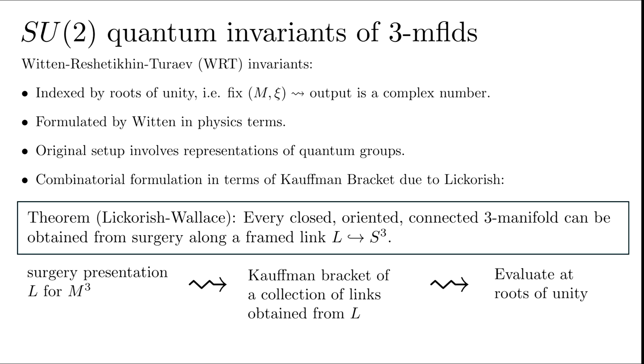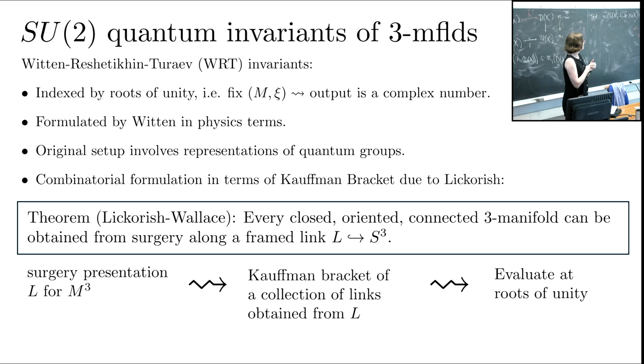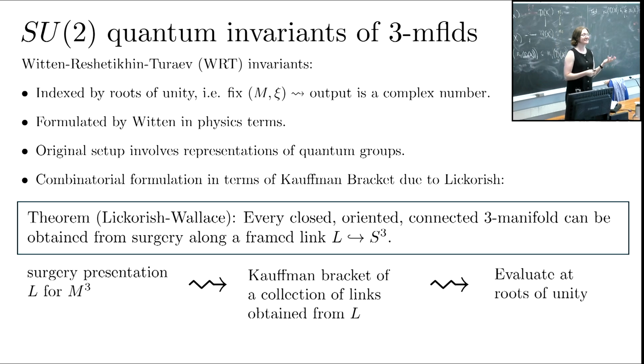These SU2 quantum invariants are now invariants of three manifolds. I will sometimes call them, as they are often called, the Witten-Reshetikhin-Turaev, or WRT invariants. These are indexed by roots of unity. So if you fix a manifold and you choose a specific root of unity, these invariants give you a complex number associated to that pair. Now, these invariants were formulated by Witten in physics terms, and then made mathematically precise by Reshetikhin and Turaev. This mathematical setup involves representations of quantum groups. However, there's also a nice combinatorial formulation in terms of the Kauffman bracket, and this is due to Lickorish.